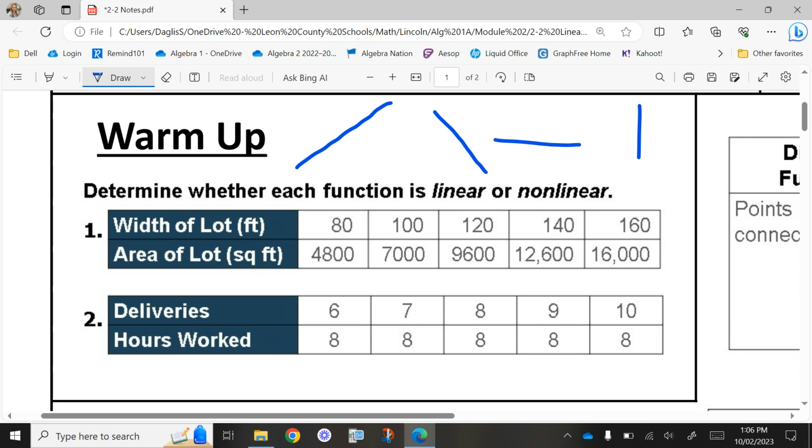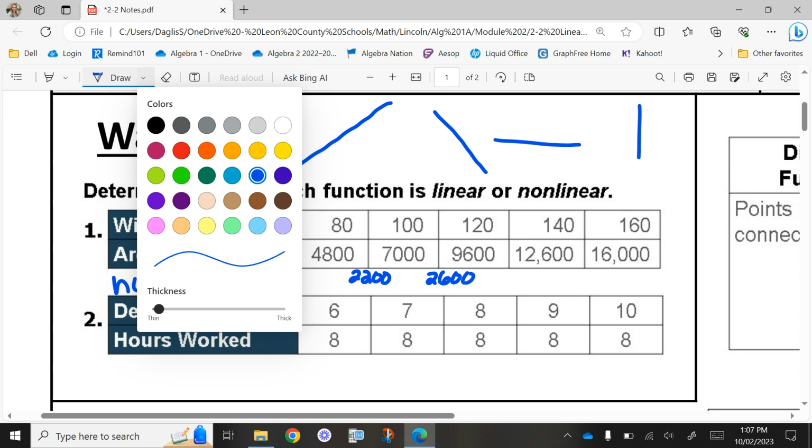If there's curves, your rate or your speed changes. But lines, it always stays the same. So with our first one, see how the width, that top row, goes 80, 100, 120, 140, 160? See how it's the same thing every time? Up 20, up 20, up 20. That has to also happen for my y's. So from 4,800 to 7,000, it's 2,200. Then what about 7,000 to 9,600? That's like 2,600. So is that the same? No, so guess what I can say? It is non-linear. So the first one is not linear.